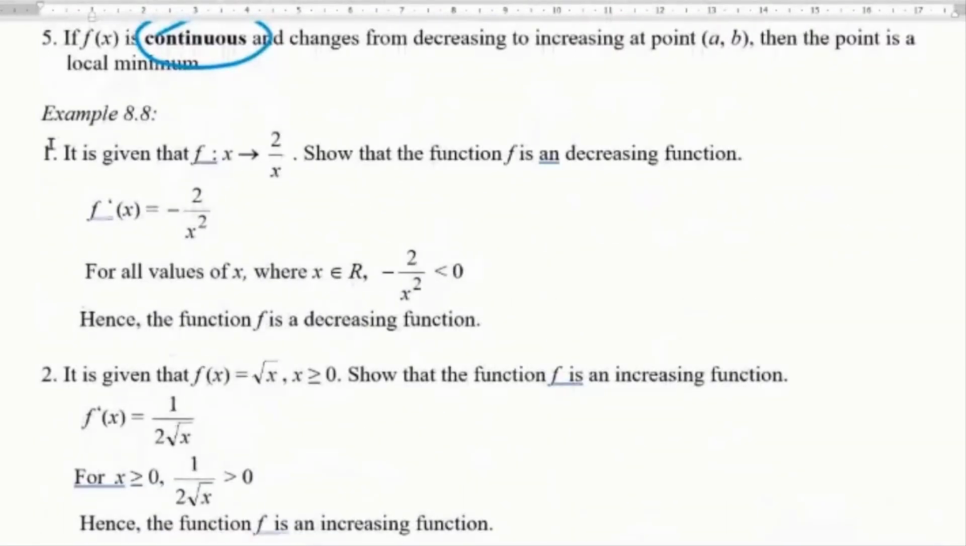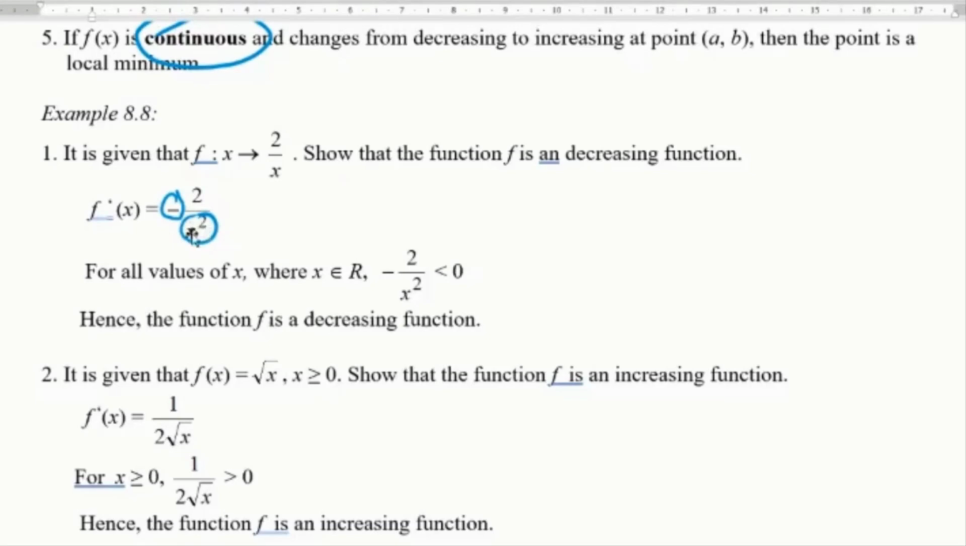All right. So it is given that the function f is a decreasing function. Show that means you have to use the algebra method, using the calculation. So if you want to show decreasing, you differentiate first. When you differentiate, you get this one. Then when you look at the domain, this expression is negative. So because this is negative, what? For all the values of x, okay?